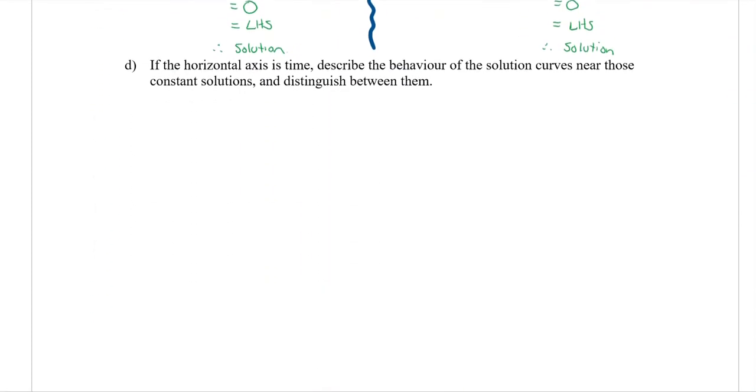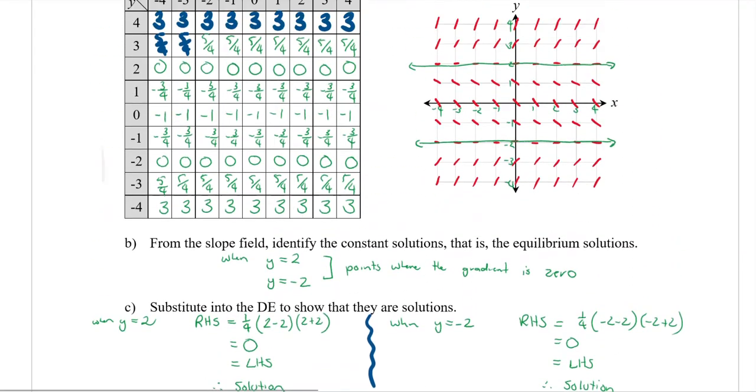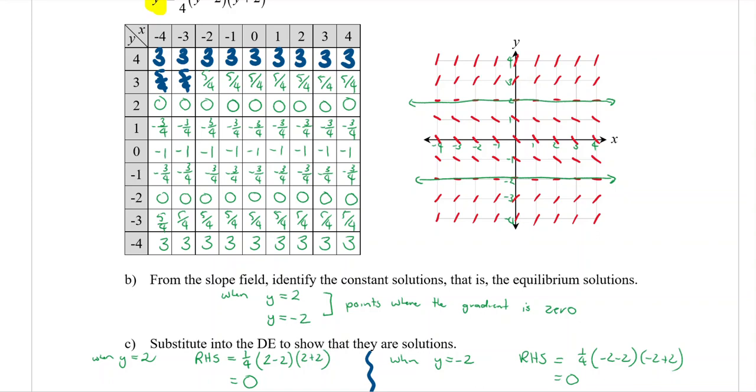All right, part D. If the horizontal axis is time, describe the behavior of the solution curves near these constant solutions and distinguish between them. Explaining questions, don't we love them? So first of all, because we're talking about time, time moves forward, meaning that we're going to be talking about our graphs as we move from left to right. So looking at this graph up here, we want to see what is happening as we go from left to right. Now, I didn't draw any other solution curves on there, did I?